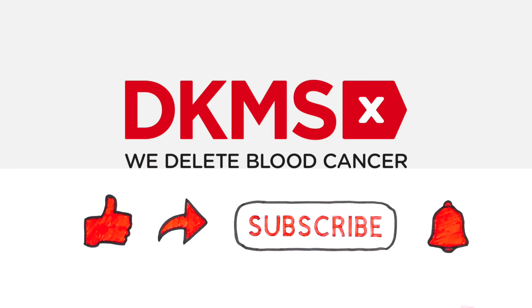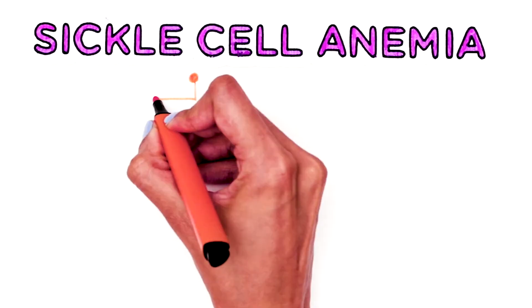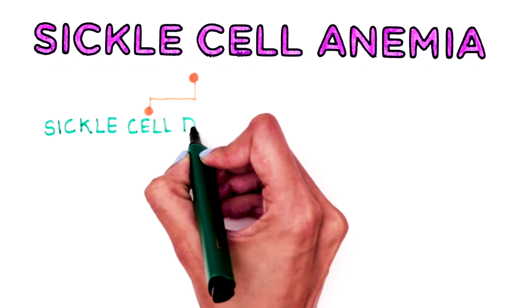In our previous video, we spoke about a type of blood disorder, thalassemia. Today, we're going to deconstruct the next type, known as sickle cell anemia. Sickle cell anemia is one of the groups of disorders known as sickle cell disease.